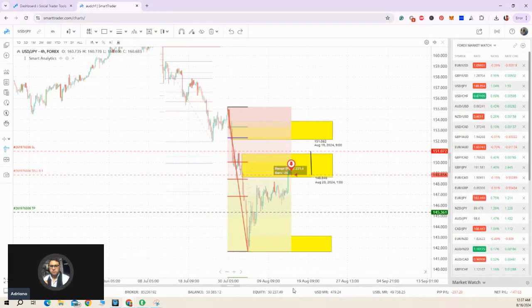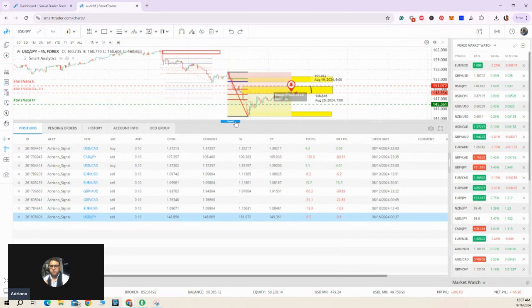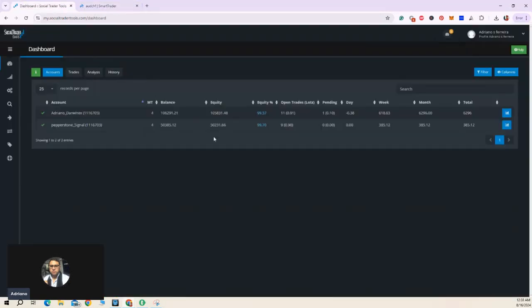So if you go back, you're gonna see, and now, what is it? This trade, the one that we just placed. All the trades that I place on this platform go to my social trade.